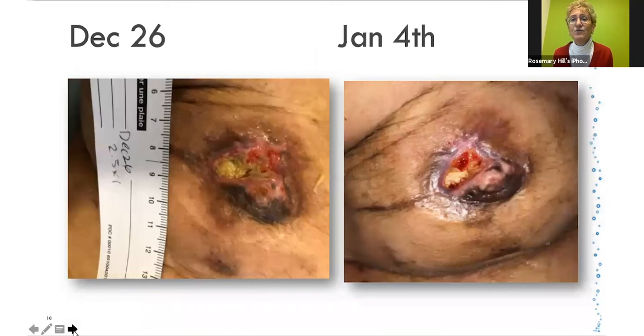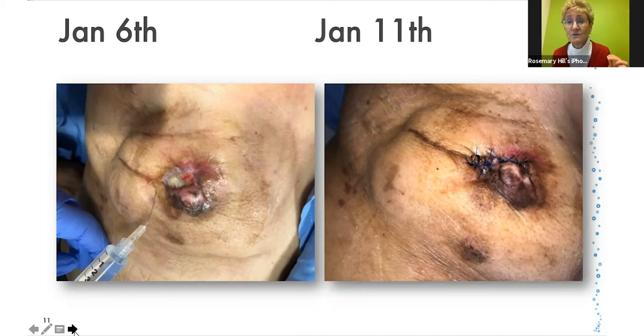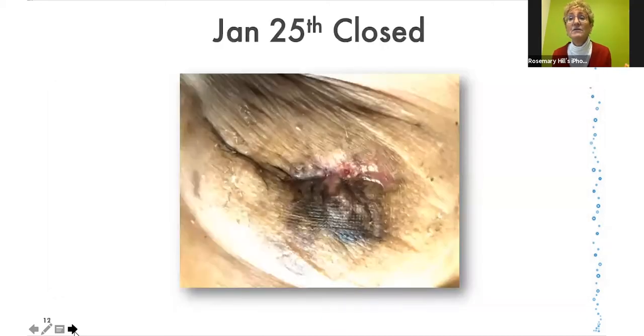And so as we progress, again, still using the same products, continuing on, next slide. We got to the point that the plastic surgeon said, Rosemary, this is so good, I'm just going to approximate the edges. We're going to leave those sutures in place, and we're going to watch it carefully and continue with this continuous diffusion of oxygen. And in the next slide, you'll see by the 25th it was closed, and she has not reopened. And we are now in April.